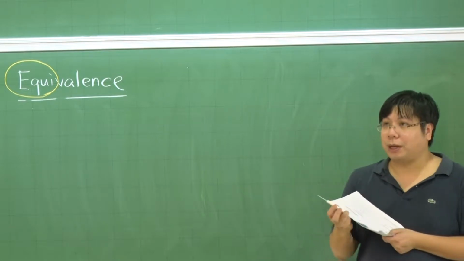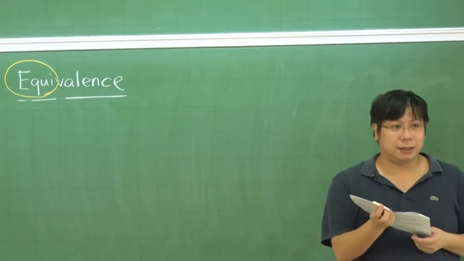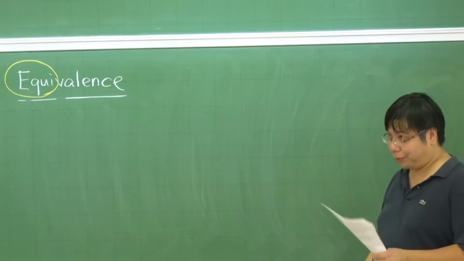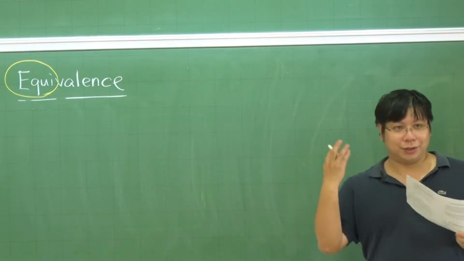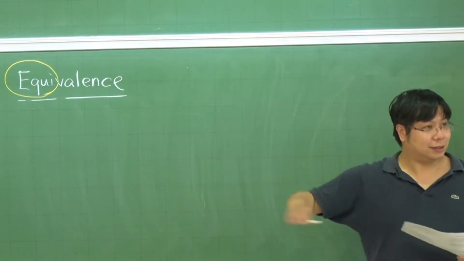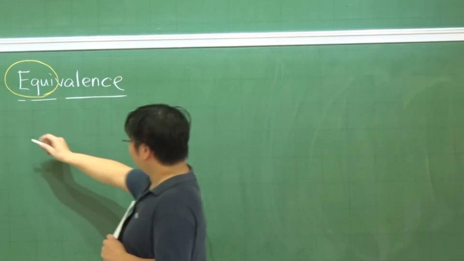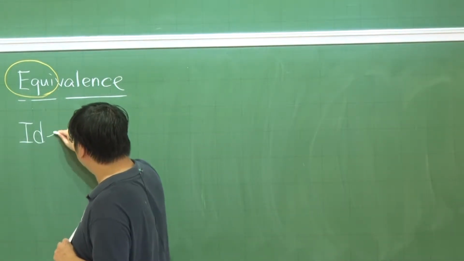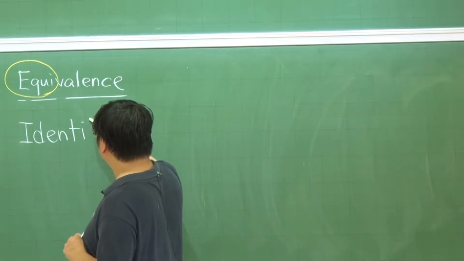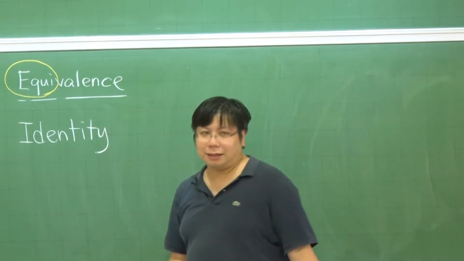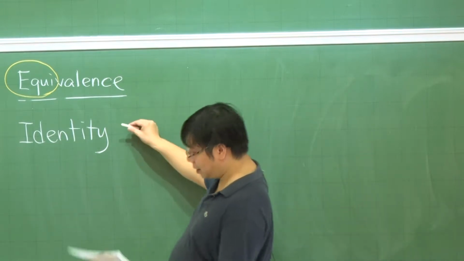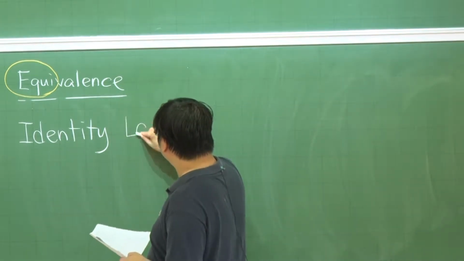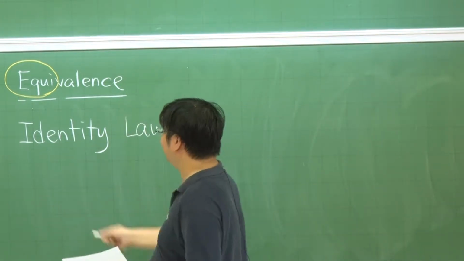Equivalences that I'm going to write down, you can prove by using the truth table. I'm not going to prove it, but you can still try to understand it as I write it down. The first one we call the identity law. Identity means it doesn't change. There are two identity laws.